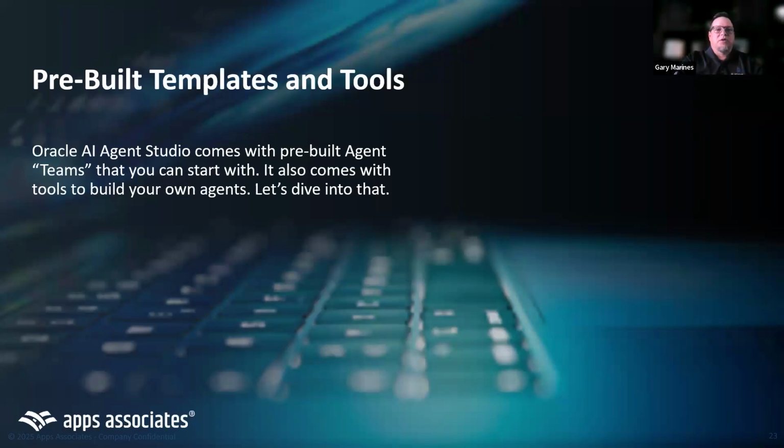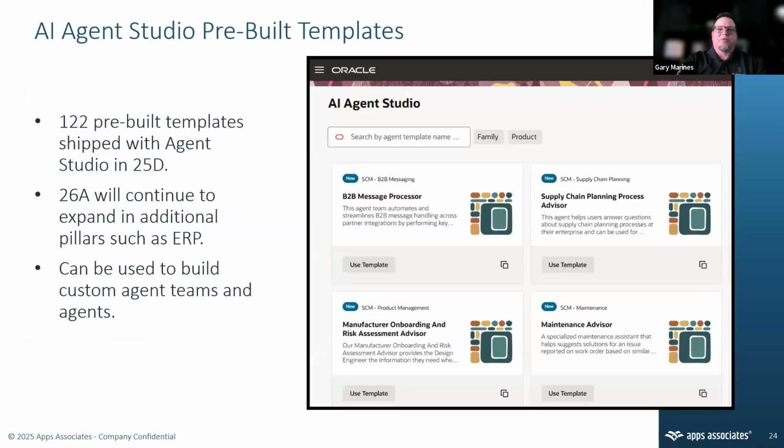So Oracle AI Agent Studio does a couple of things. One, it comes with pre-built templates. In fact, in 25D, which we're an early adopter of because we're partnering with Oracle, there are actually 122 pre-built templates that ship with the Agent Studio out of the box. These are the standard templates that Oracle's delivering. They've built them. 26A will continue to expand in additional pillars such as ERP and finance. So we haven't seen a lot in that space yet, but it's coming. And then it can secondarily, and probably actually primarily, be used to build custom agent teams and agents.